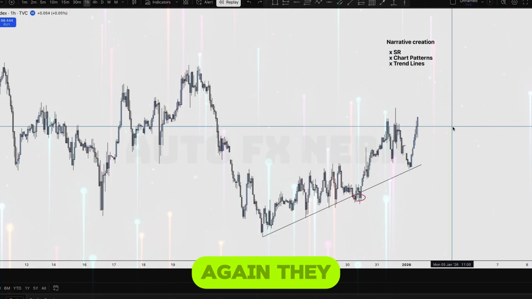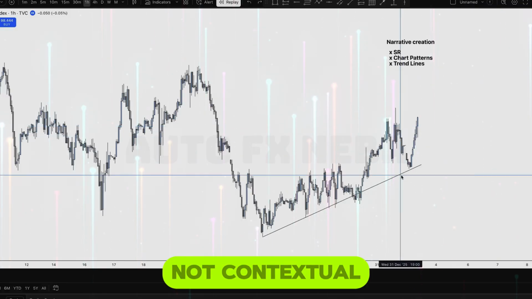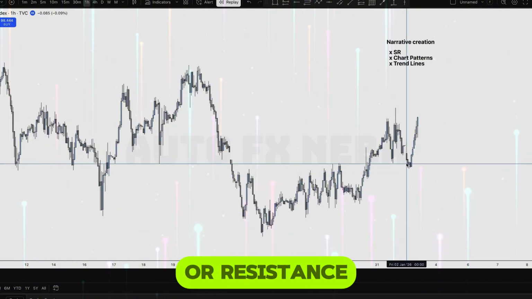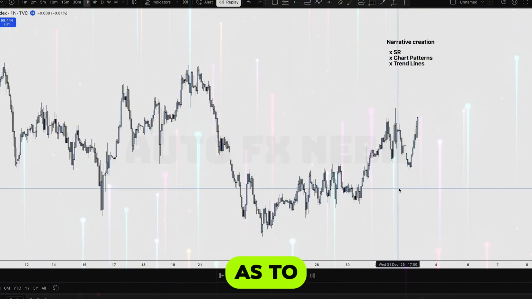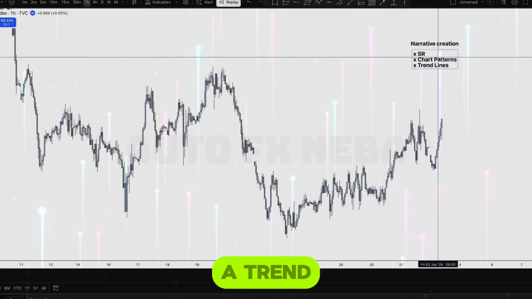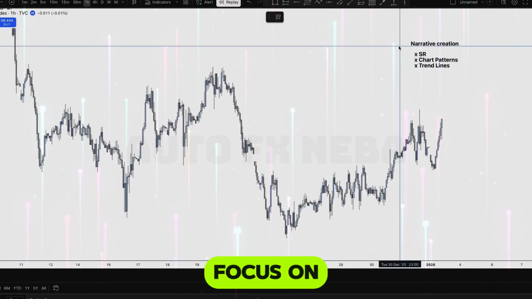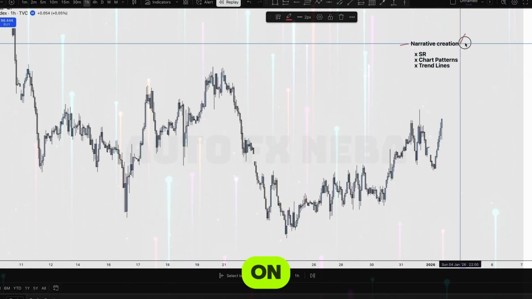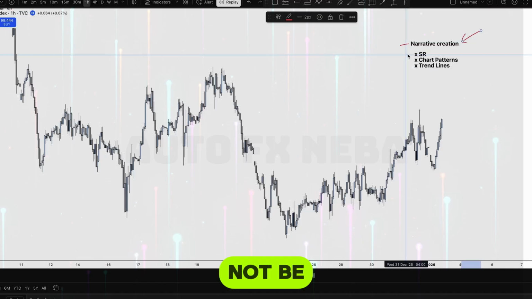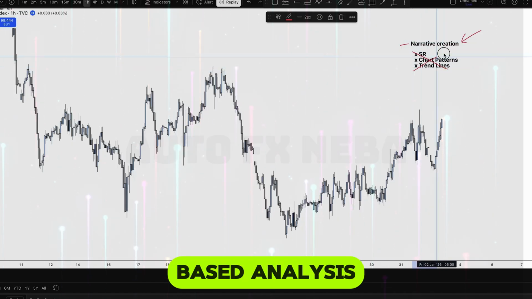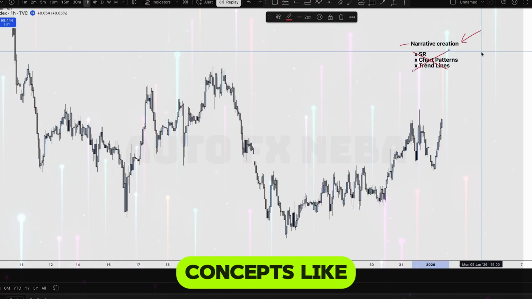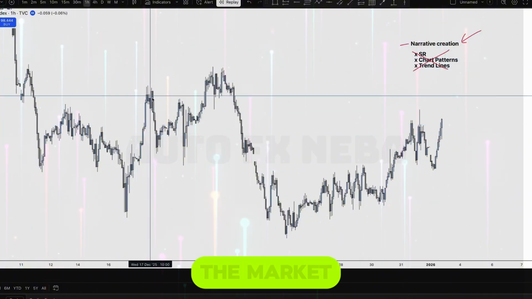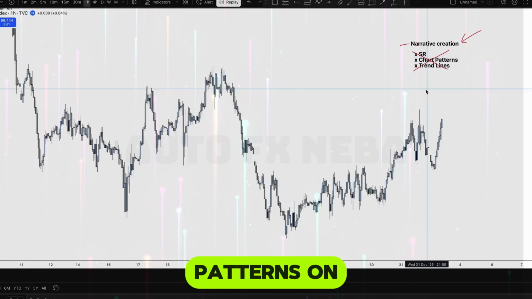So trend lines, again, they are pattern-based, they are not contextual, they do not help us build narratives, and they also fail us more than support or resistance because they give us false signals as to the direction of a trend. So for me, I focus on narrative creation. The lessons you learn in this bootcamp will focus on narrative creation. We will not be using pattern-based price action concepts like support and resistance, chart patterns, and trend lines. We are learning to read the story the market tells us, not stick patterns on a chart and hope that it works out.